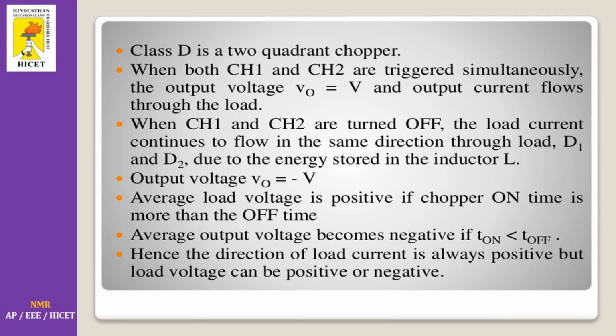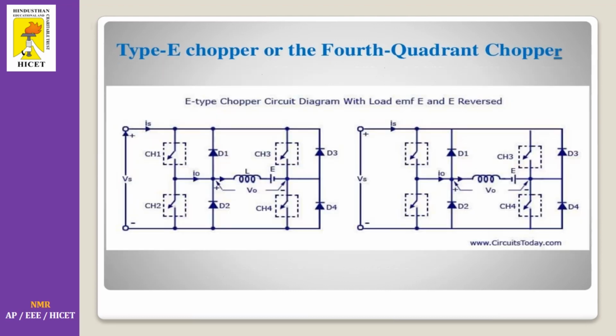Average load voltage is positive if the chopper on time is more than the off time. Average output voltage becomes negative if T on is less than T off. Hence, the direction of the load current is always positive, but the load voltage can be positive or negative.